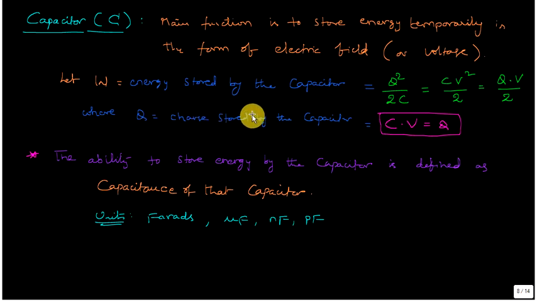Q, the charge stored by the capacitor, is C into V, and capacitance is the ability to store energy by the capacitor. Capacitance is measured in farads. That means the unit of capacitance is farads, but a farad is very large. That's why in general microfarad, nanofarad and picofarad are the most commonly used units for capacitors or capacitance.